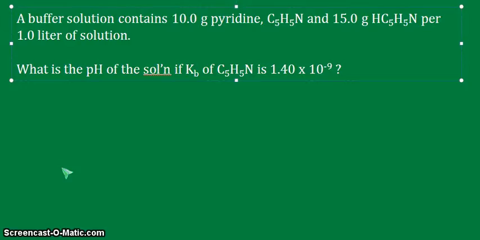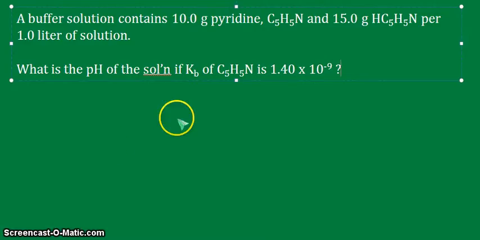Now the problem is telling us that a buffer solution contains 10.0 grams pyridine with a general formula C5H5N and 15.0 grams of its conjugate acid per 1 liter of the solution. The first question is, what is the pH of the solution if the Kb, or the basicity constant, if you can remember that in your basic acid-base chemistry, of the pyridine is equal to 1.40 times 10 to negative 9. Okay, so that is the first question of this problem.